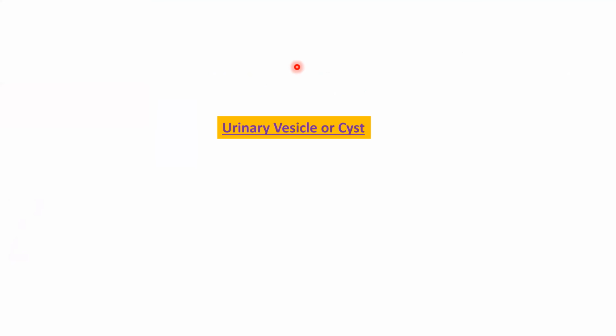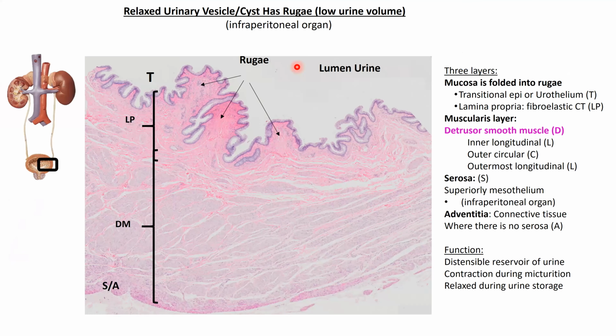Okay. Now let's move on to the urinary vesicle, and it again shows you basically the same thing as the distal ureter. The new information is this infraperitoneal organ. So it means that the peritoneum goes on the top of the urinary vesicle. So therefore the mesothelium, here it is, superiorly, you're going to be able to see the mesothelium. And everywhere else where there is no serosa, you will see adventitial connective tissue.